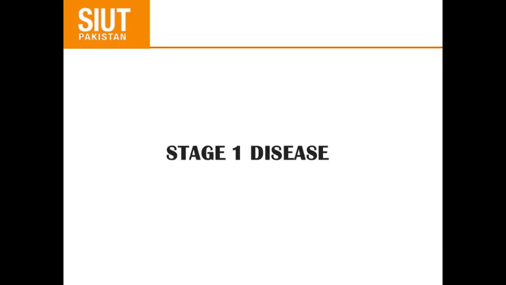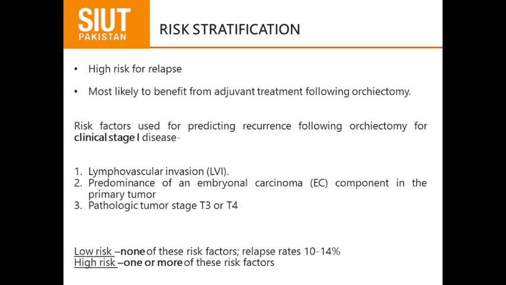So stage 1 disease have high risk of relapse if we do not go for adjuvant treatment following orchiectomy. The risk factors used for predicting the recurrence following orchiectomy for clinical stage 1 disease include lymphovascular invasion, predominance of embryonal component in primary tumor, and pathological tumor stage T3 and T4 disease. If none of the above mentioned risk factors are present, then they are considered low risk and the relapse is only 10 to 14%. But if any of these risk factors are present, then they are considered high risk.